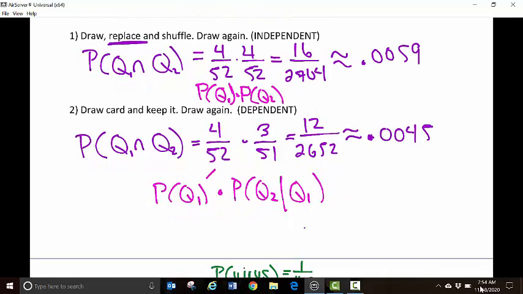Notice it's the probability of queen 1 times the probability of getting queen 2, given I already got queen 1. That makes it the dependent formula. I mean, this one's still that dependent formula, given I already got queen 2, but getting queen 1, we didn't need this because it didn't change anything.